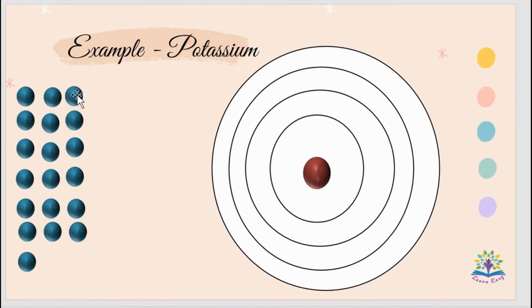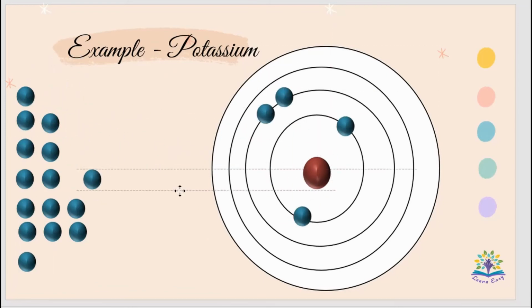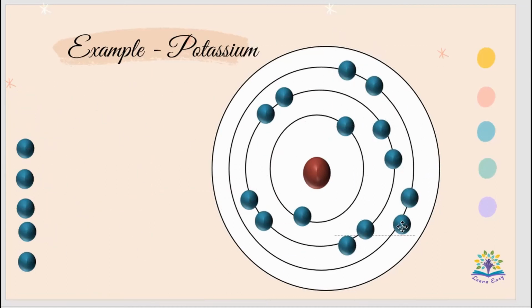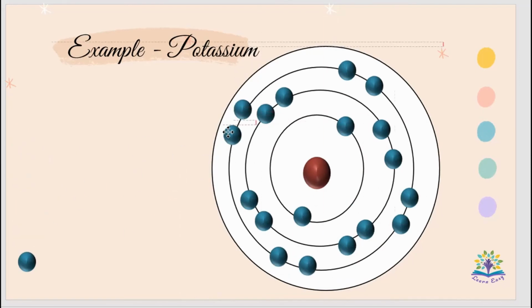Now let's take the example of potassium. Potassium has 19 electrons. I am going to place 2 electrons in the K shell, 8 electrons in the L shell. Now I will place 8 electrons in the M shell. So right now one more electron is remaining. According to the 2n square rule, the M shell can occupy this one more electron. But according to the octet rule, the valence shell can only have up to 8 electrons. So I cannot place this one electron in M shell, but I have to place it in N shell.